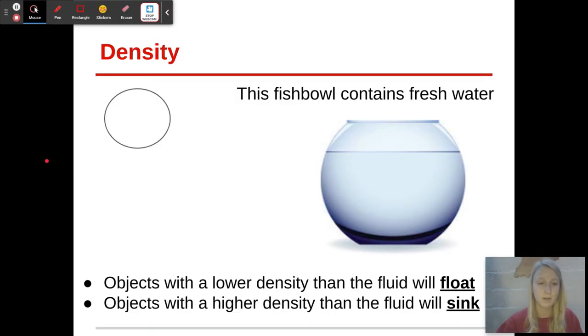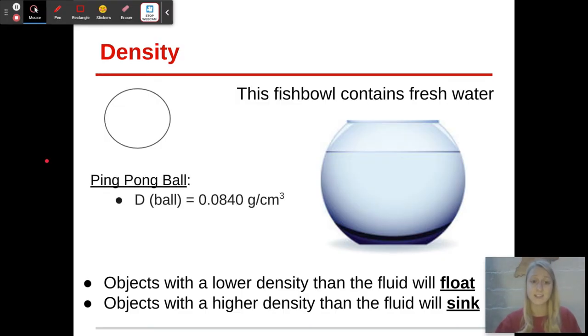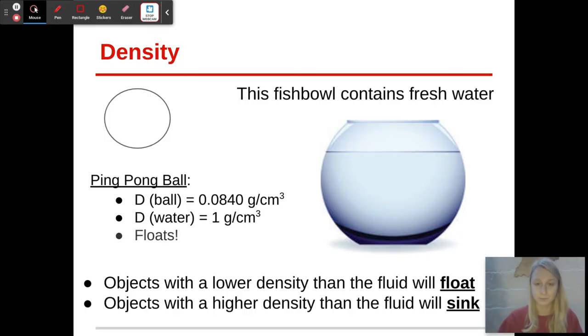Got a ping pong ball here. This ping pong ball has a density of 0.084 grams per centimeter cubed. Remember that water has a density of 1 gram per centimeter cubed. So what do you think? Is a ping pong ball going to float or is it going to sink? Well, its density is lower than that of water. It's less dense, so it's going to float, right?